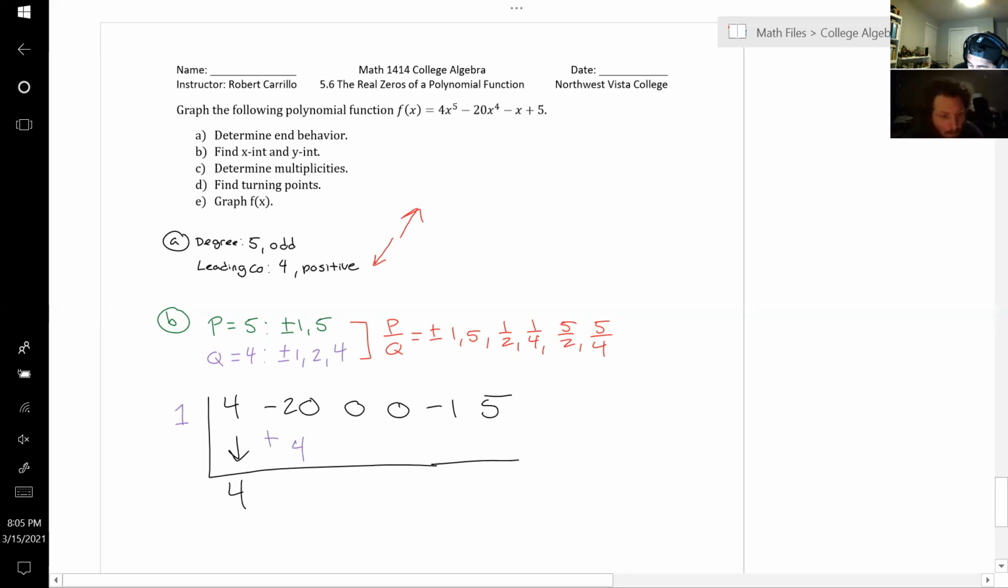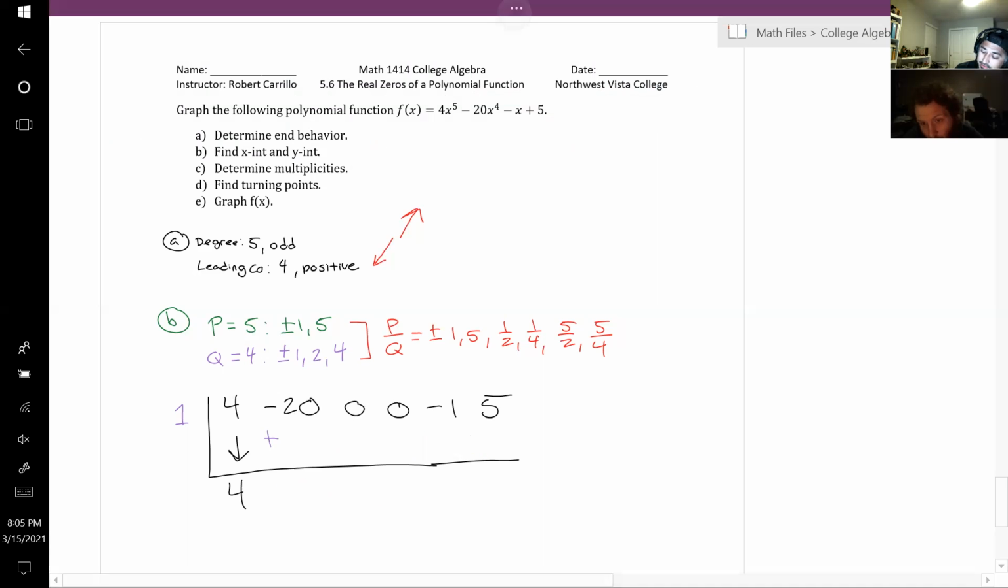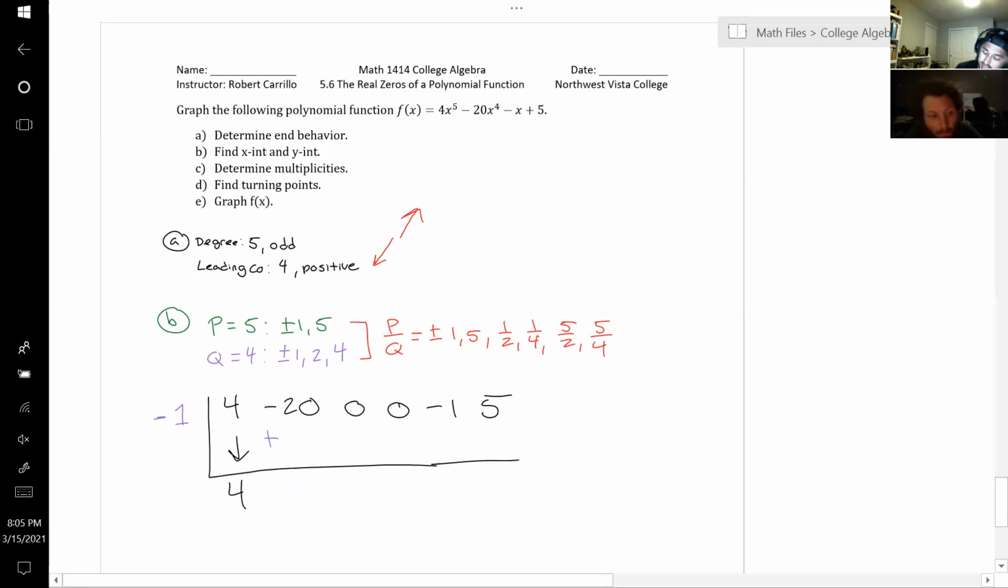So 4, you get 16, negative 16, and then you'd get negative 16, negative 16, negative 16, negative 16, negative 16, negative 17. Is this going to work out? No. All right. If not 1, then maybe try negative 1. So negative 4, negative 24, and then 24, negative 24, negative 24, and then 24. You get 23. That's not going to work out. So that means 1s are out.